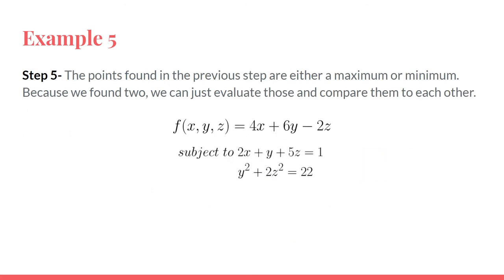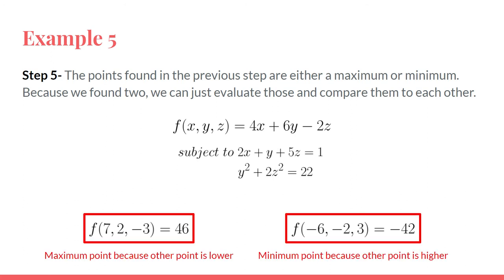The points that we found in the previous step are either a maximum or a minimum. Because we found 2, we can just evaluate those and compare them to each other. Our first point is 7, 2, minus 3. F of this point is going to be equal to 46. Our second point is minus 6, minus 2, and 3. F of this second point is going to be minus 42. Because 46 is higher than minus 42, we can say that 7, 2, minus 3 is a maximum point. Also, because minus 42 is less than 46, we can say that minus 6, minus 2, and 3 is a minimum point. Thus, we have found points that optimize our objective function and both maximize it and minimize it.